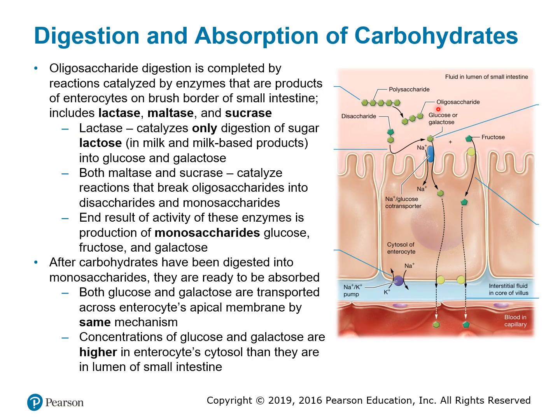Okay, so let's say you have an oligosaccharide. The oligosaccharide needs to be broken down even further in order for it to go through the lining of the small intestine. That can include lactase, maltase, and sucrase. These are all enzymes. Lactase is going to catalyze only the digestion of the sugar lactose, like milk and milk-based products, and lactose is then broken down into glucose and galactose. Both maltase and sucrase are going to break down oligosaccharides into disaccharides, and then monosaccharides.